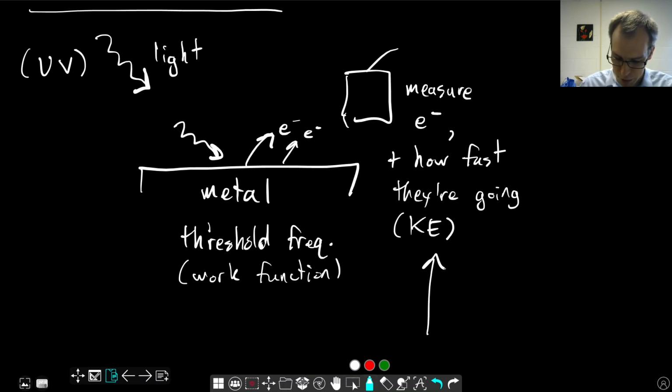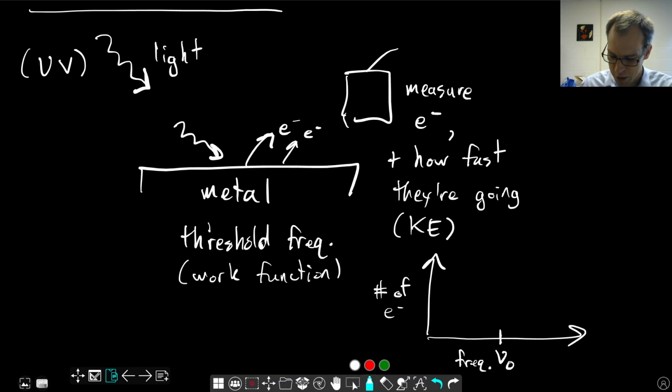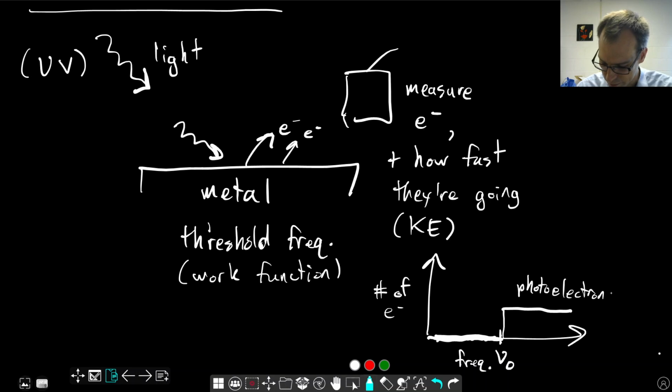If we plot the number of electrons along the y-axis and frequency along the x-axis, there's some value of the threshold frequency where anything below that you get 0, 0, 0, 0. So this is a plot where you get 0 electrons that come off, and then once you get past a certain point, you will get electrons. And how much light you put in will tell you how many electrons you get. So there's some threshold at which we get what are called photoelectrons. These are the electrons that are being ejected from the metal.